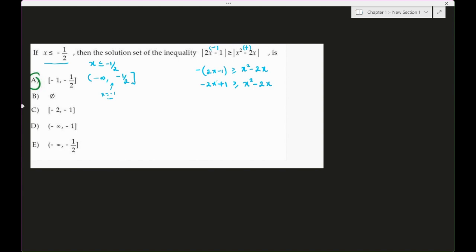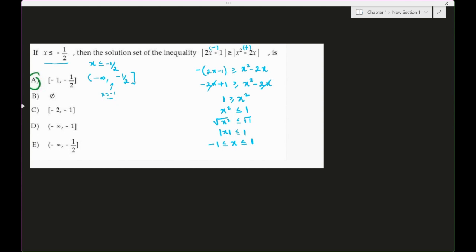Now if you look at this, the minus 2x terms cancel. So we have just 1 is greater than or equal to x squared, which we can write as x squared is less than or equal to 1. One way to do this is to take the square root of both sides. This will be the absolute value of x is less than or equal to 1. Why is it absolute value? Because this is an even power and you have an even root. And this is nothing but minus 1 is less than or equal to x is less than or equal to 1.